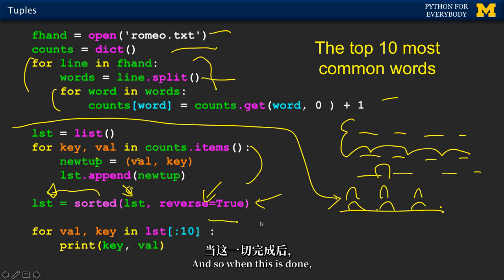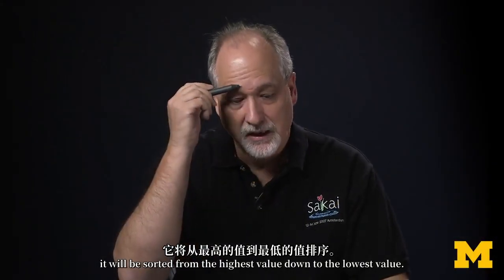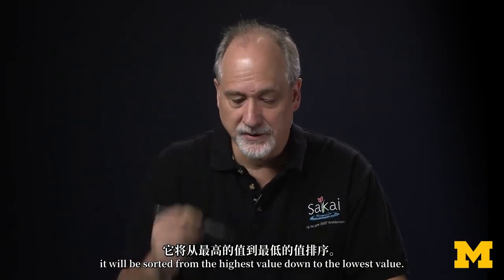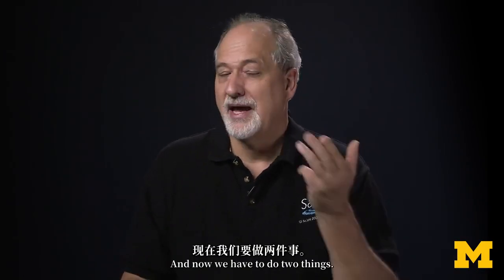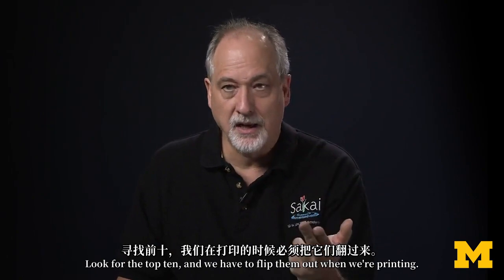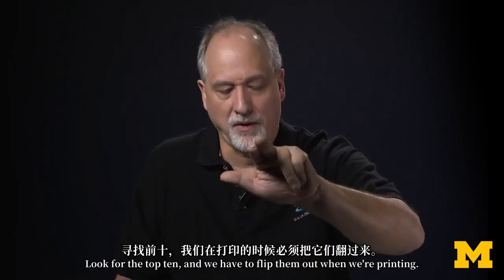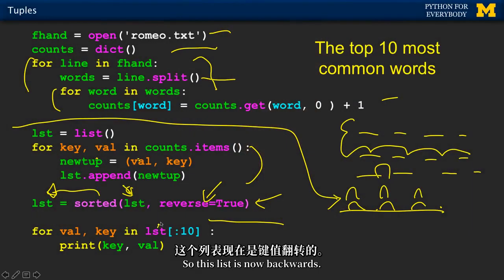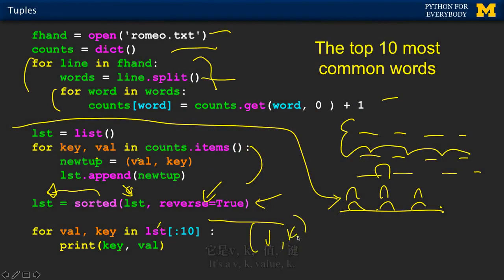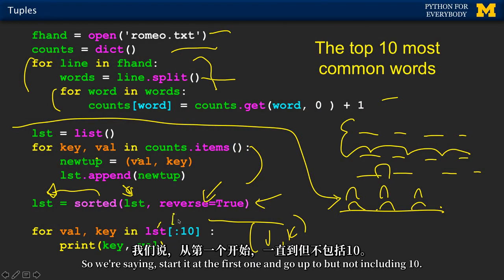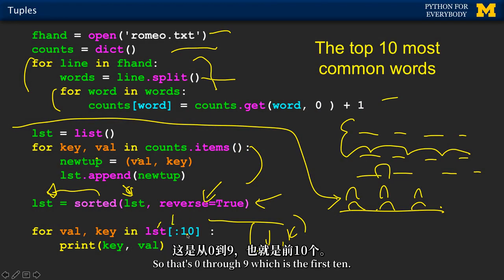And so when this is done, it will be sorted from the highest value down to the lowest value. And now we have to do two things: look for the top 10, and flip them out when we're printing. So this list is now backwards. It's a V comma K, value comma K, and we're going to use list slicing. So we're saying start at the first one and go up to, but not including 10. So that's 0 through 9, which is the first 10.